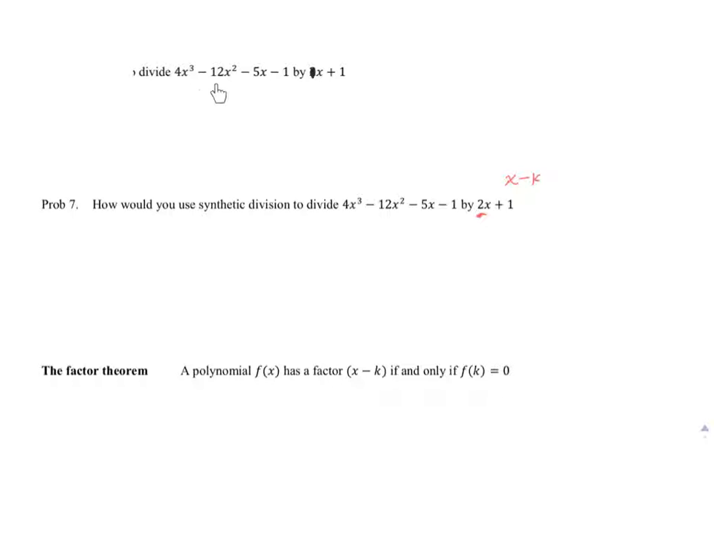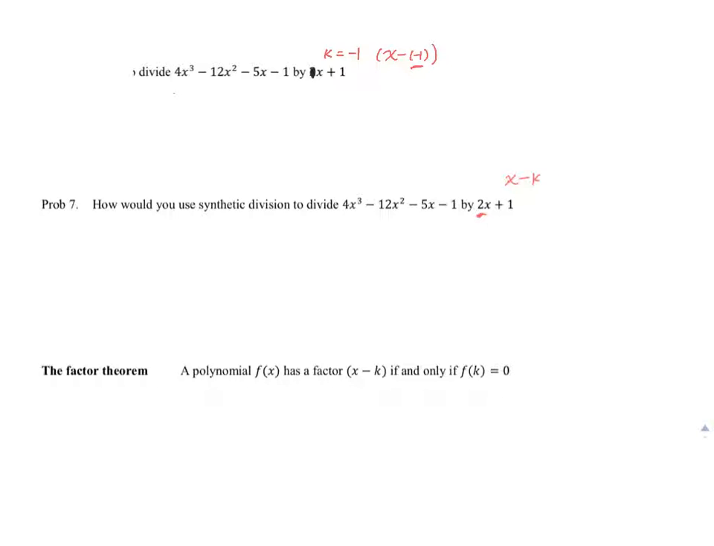I'm going to divide this polynomial by x plus 1 instead of 2x plus 1. So how do we do that? First of all, you identify your k. Your k is -1 because x plus 1 can be considered as x minus -1. So your k is -1.